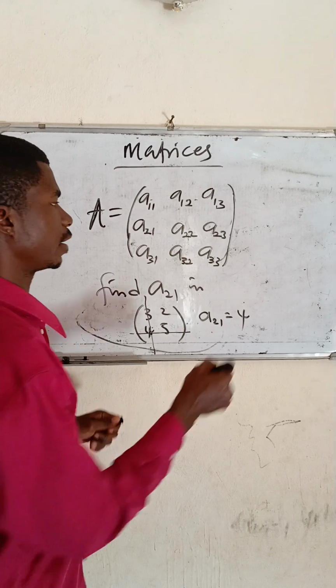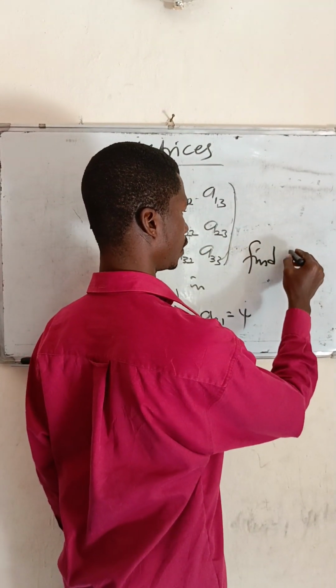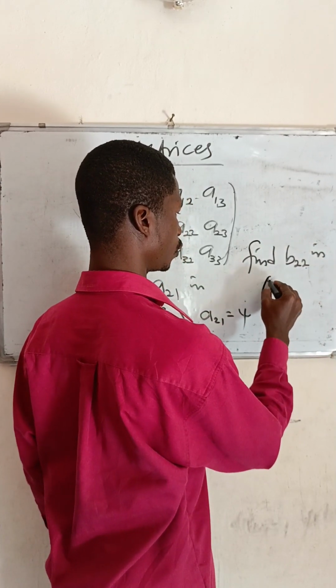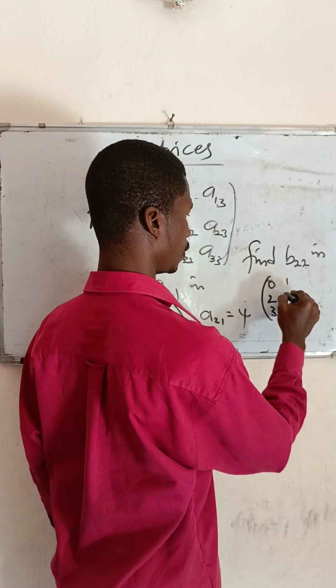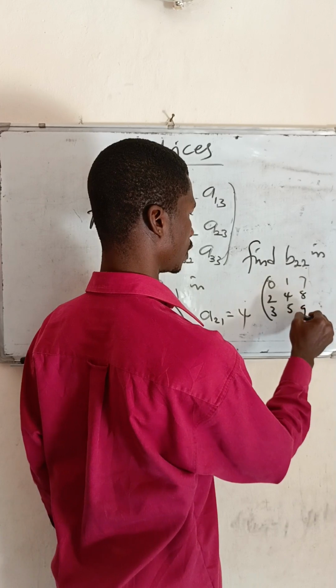Now, if this is clear, find B22 in the matrix 0, 2, 3, 1, 4, 5, 7, 8, 9.